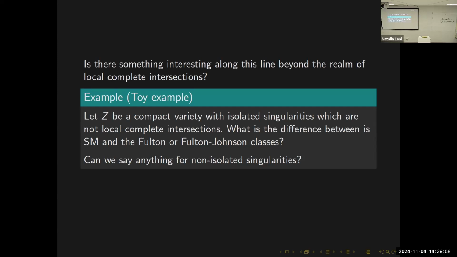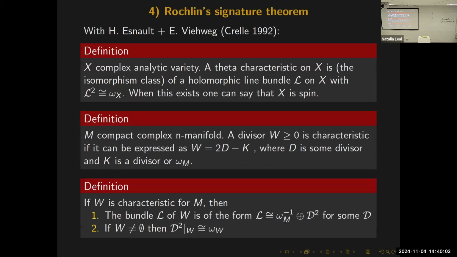But now let me change topic. And we'll come to something that we came to also this morning: spin structures. I didn't write it, I don't have it in the slides, but let me first say a few words about Rokhlin's signature theorem. It's an old, by now almost forgotten theorem.